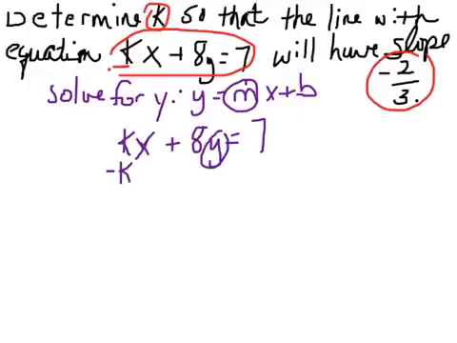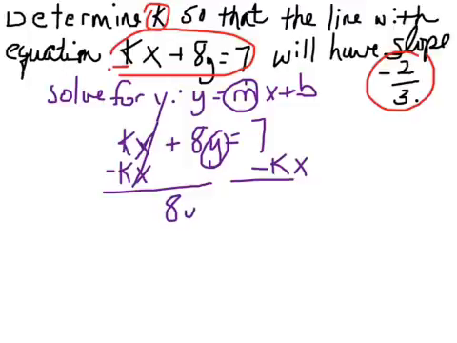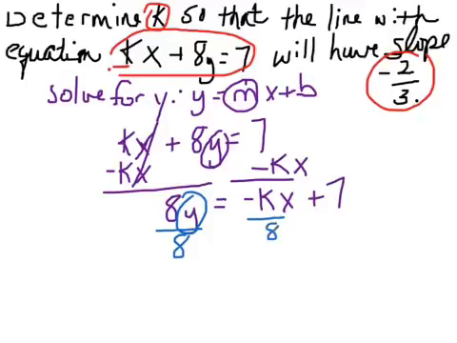In order to solve for y, we'll subtract kx from each side, just moving it to the other side. k just stands for some number. We just don't know what it is. So we got 8y is equal to, I'm going to put that x term first, negative kx plus 7. Well, I still don't have y by itself, so let's keep going. We're going to divide everything by 8. So I get y equals, now I'm going to write this a certain way, negative k over 8 x plus 7/8.